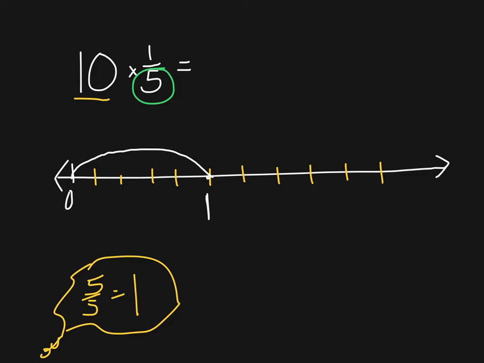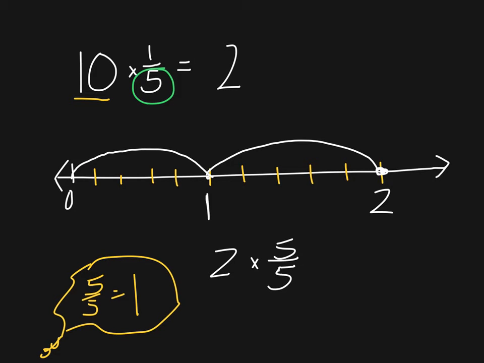I can make another group of 5. This would be 2 whole. So I can see my 10 equal groups of 1/5 ended on 2. So my answer for this is 2. So instead of thinking of this as 10 equal groups of 1/5, I have 2 equal groups of 5/5, and that gets me to the same position on my number line.